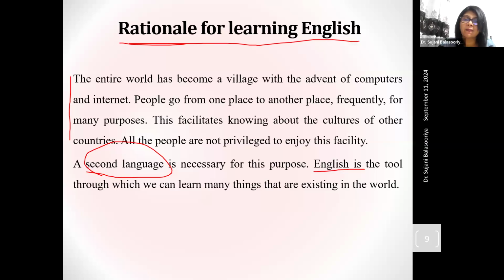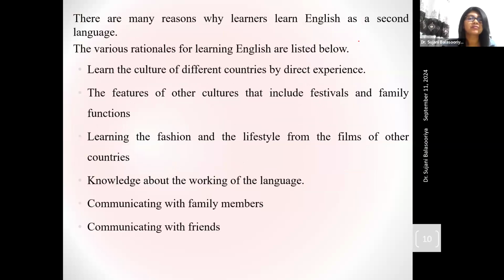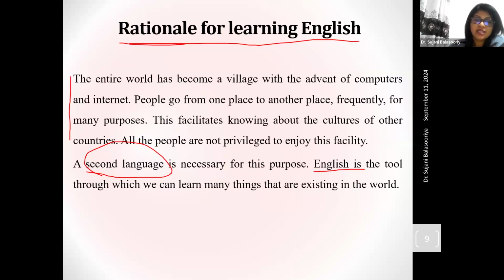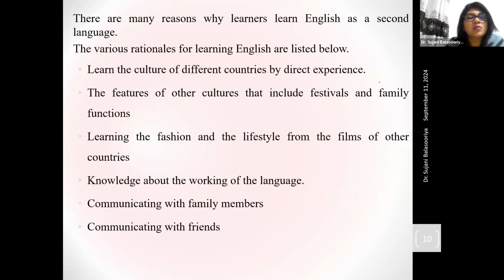Yeah, there are more reasons, right? Reasons why learners learn English as a second language. So you can find the various rationales for learning English here in the form of a list. That is the basic scenario here. Keeping this in mind, we will look at these points.